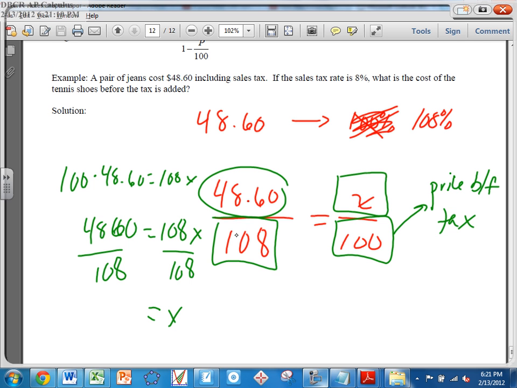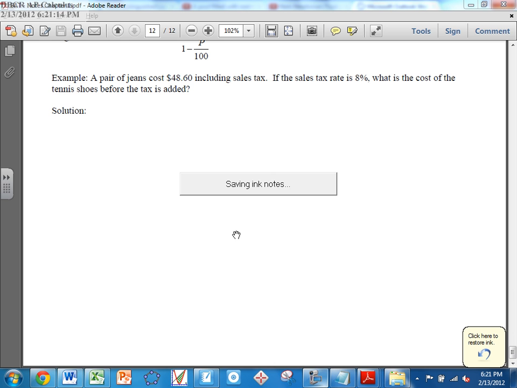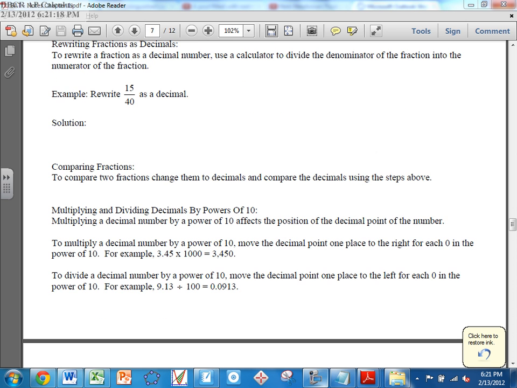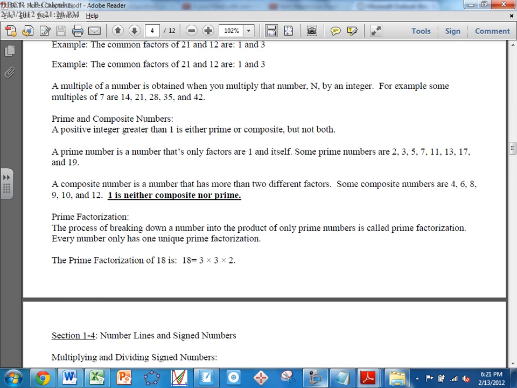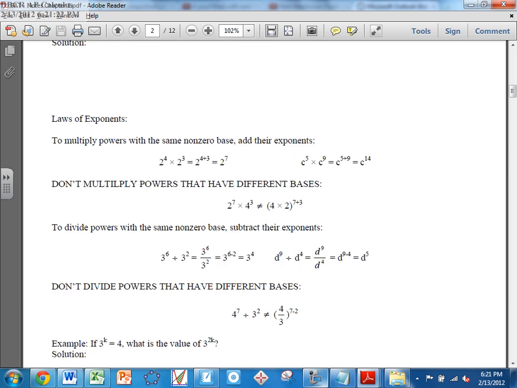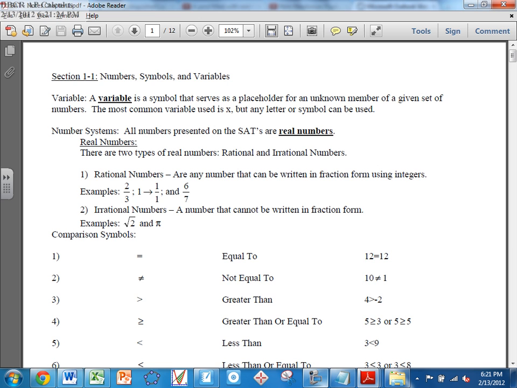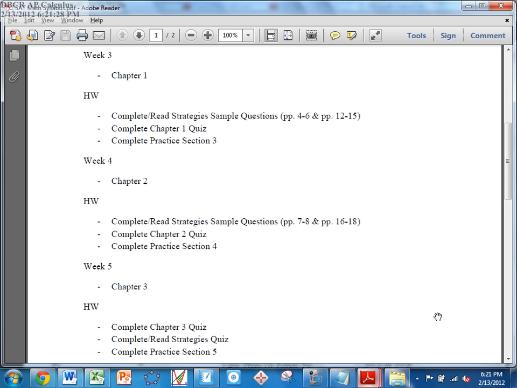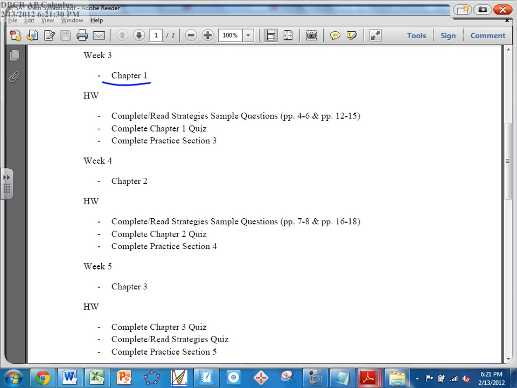Okay, that concludes the Week 3 video. Week 3 video, again, was primarily Chapter 1 notes, all the notes from Chapter 1, these 12 pages that we just looked through. Your homework this week is to work on all of these practice problems. If we go back to our syllabus to take a quick look at what the homework is, again, we did Chapter 1 just now, in 2 parts. You need to complete and read the strategy sample quiz, page 4 to 6 and 12 to 15 this week. Last week we did 1 to 3 and 9 to 11.